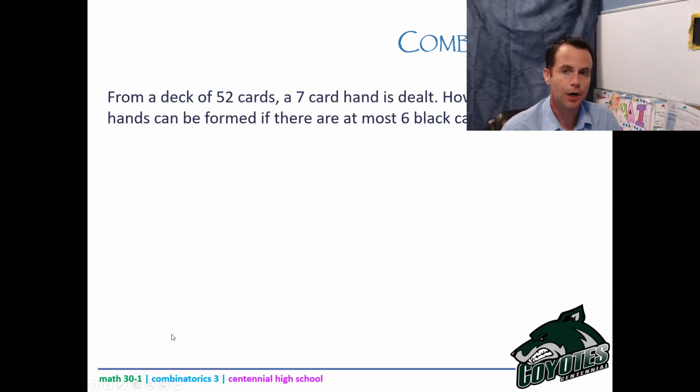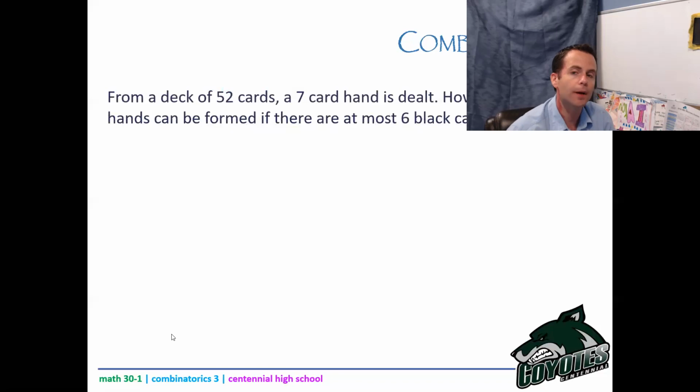From a deck of 52 cards, a 7-card hand is dealt. How many distinct hands can be formed if there are at most 6 black cards? So at most means I could have 0 black cards, I could have 1 black card, I could have 2 black cards, 3 black cards, 4 black cards, 5 black cards, or 6 black cards. Then you'd have to break that down and say, okay, no black cards really means 7 red cards because it still has to be a 7-card hand. And then 1 black card would have to have 6 red cards and 2 black cards would have to have, okay. So this gets really, really confusing is what I want to kind of show you. If you want to do it that way, totally fine. Go ahead. I don't want to do it that way.